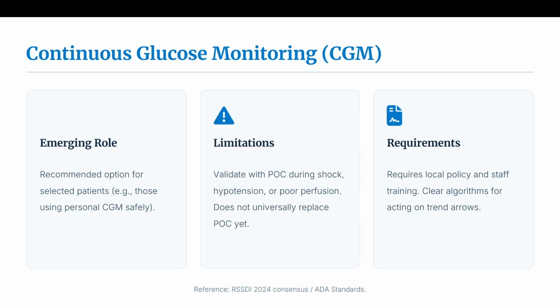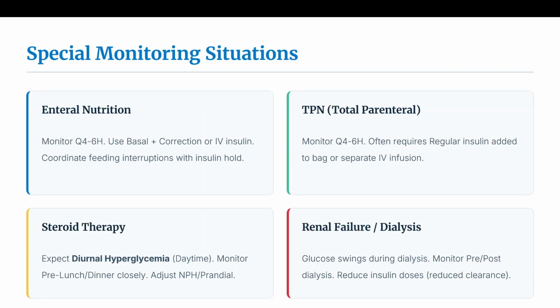It requires a strict local policy and staff training, and clear algorithms for acting on trends and errors. The advantage is that it can detect nocturnal hypoglycemia and 24-hour glucose variation, and our insulin therapy can be titrated according to the 24-hour glucose variation to keep the time in range as far as possible.